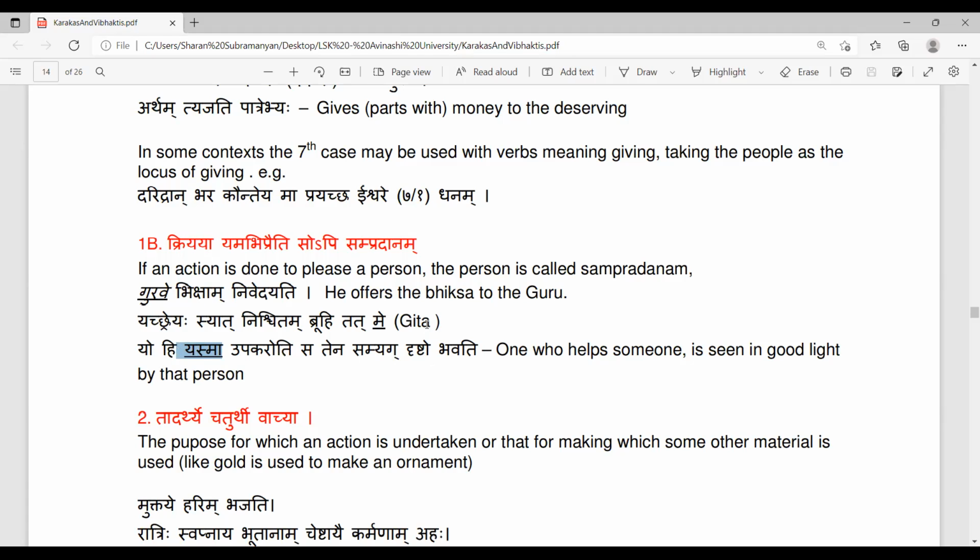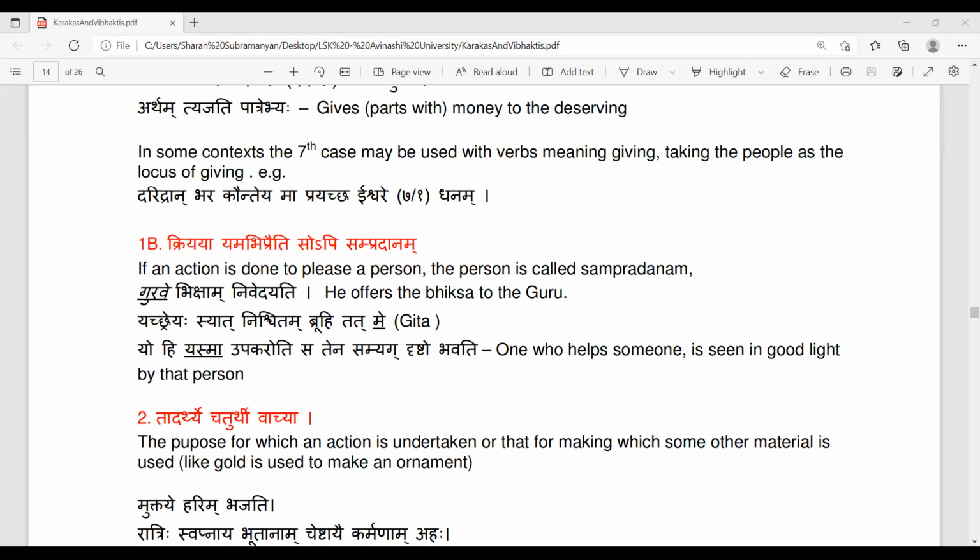So here the action is done to please a person, or the action is done for the sake of that person. Then it is kriyayam abhiprayati. So that is sampradana, and that would be Chaturthi Vibhakti. Karmana or kriyaya. Kriyayam abhiprayati.